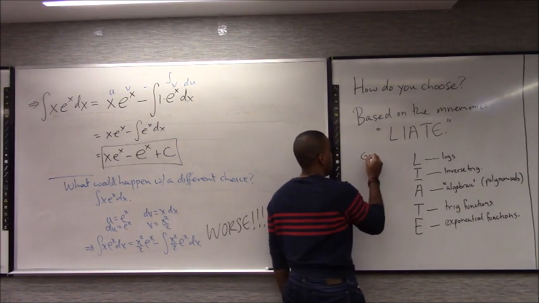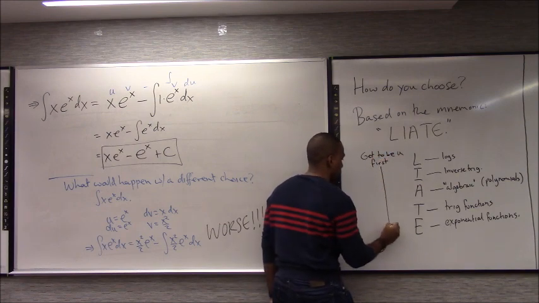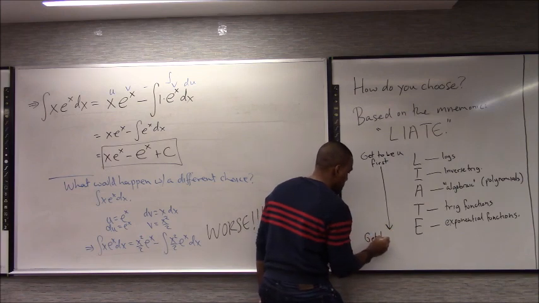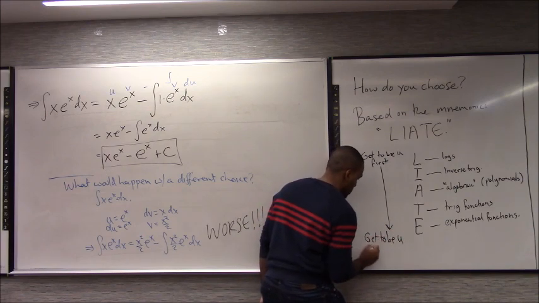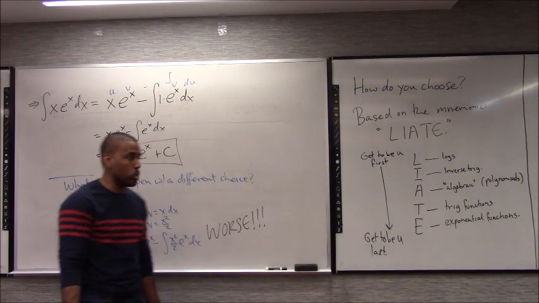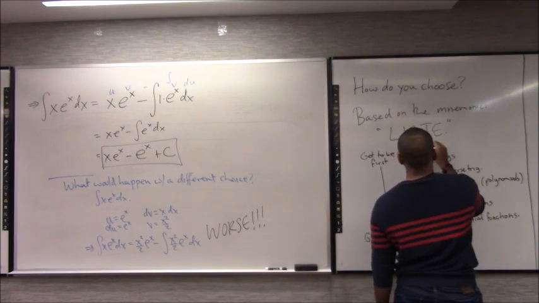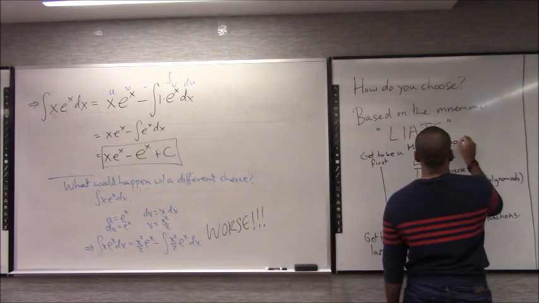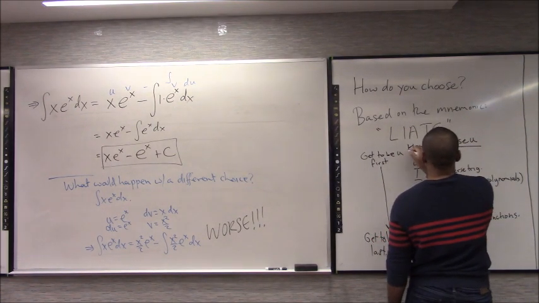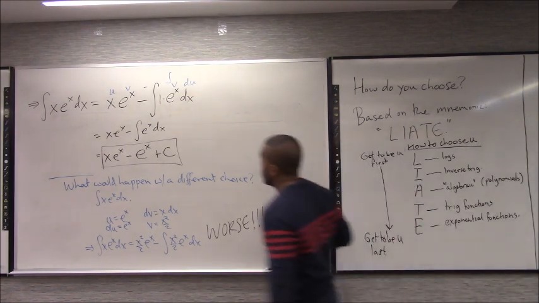To the top of the list, you get to be the U first. Moving down the ladder are the guys that get to be U last. So this is the hierarchy of how you would choose your U. So LIATE tells you how to choose U. It's called LIATE.